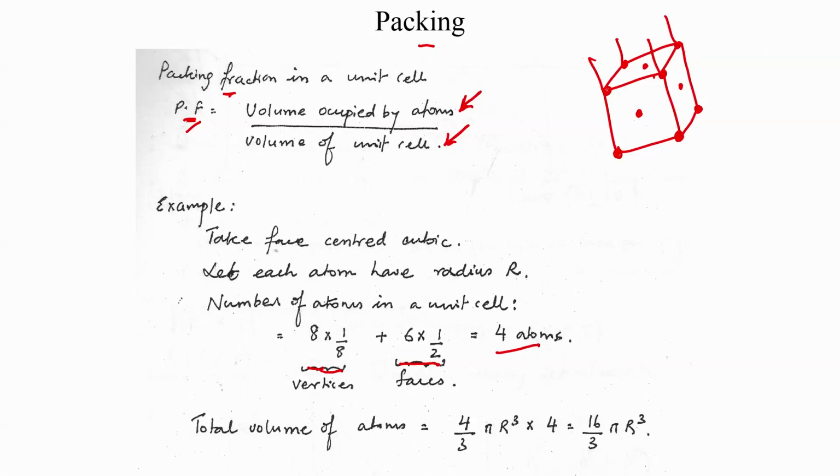But now instead of just drawing the atoms as little dots, let us actually define a radius for each atom. So let us say that each atom has a radius of r. So the volume of each atom is 4 by 3 pi r cube, and there are a total of 4 effective atoms per unit cell, and therefore the total volume of the atoms occupying this unit cell is 16 by 3 pi r cube.